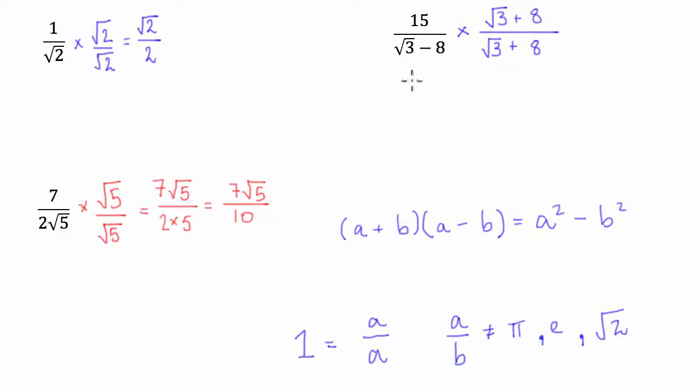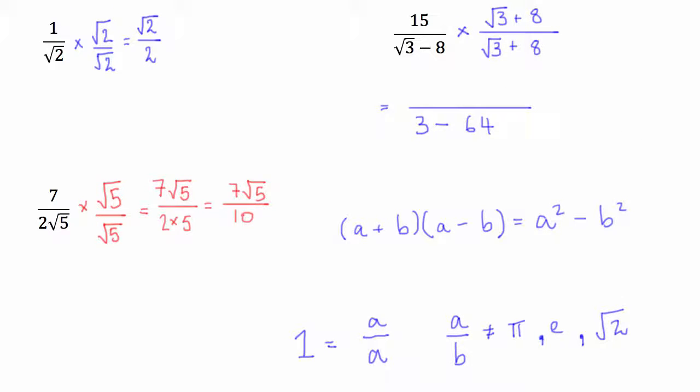Now, in our binomial expansion, if we have a number plus a number and a number minus a number multiplying together, like we have in the denominators here, it's going to equal the first number squared. So let's just draw the line: the first number squared, square root of 3 squared is just 3, minus the second number squared. The second number here is 8, and 8 squared is 64.